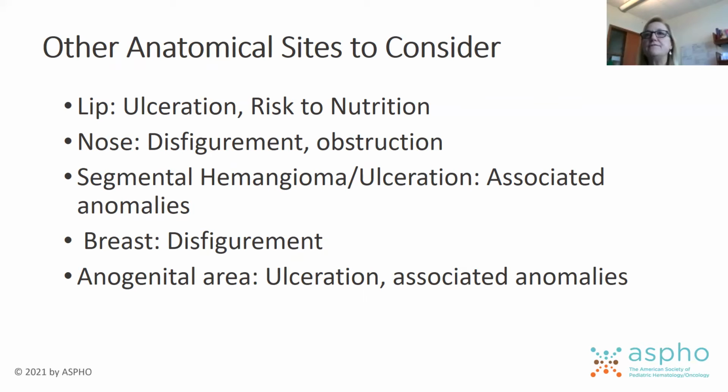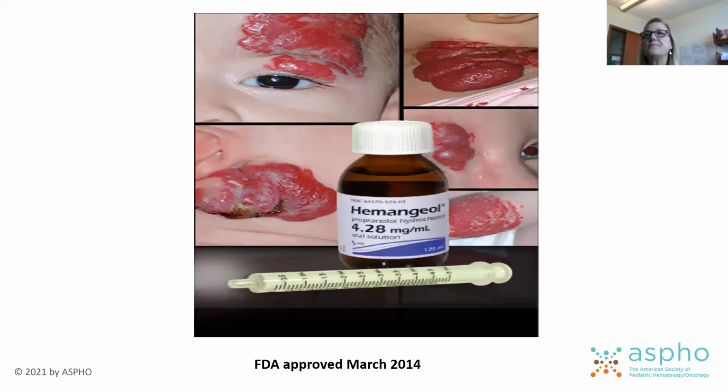So anytime you have a hemangioma of the nose, they really need to be treated. Segmental hemangiomas because they have a risk of ulceration, breast hemangiomas because they have a risk of disfigurement, and anything in the genital area because you also have a high risk of ulceration in those areas. Those are the places that we really think of treating hemangiomas.